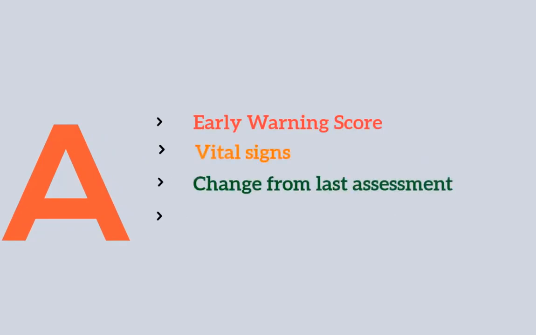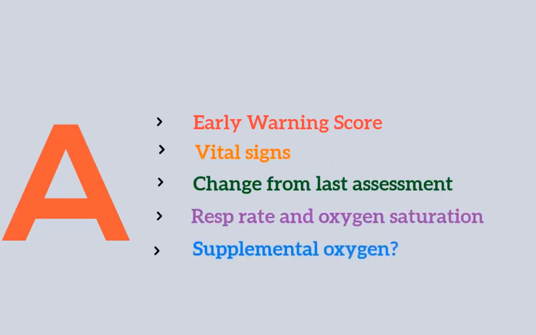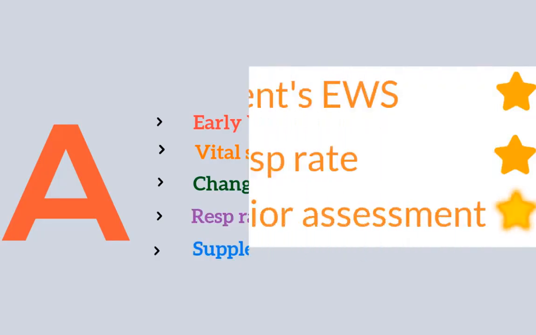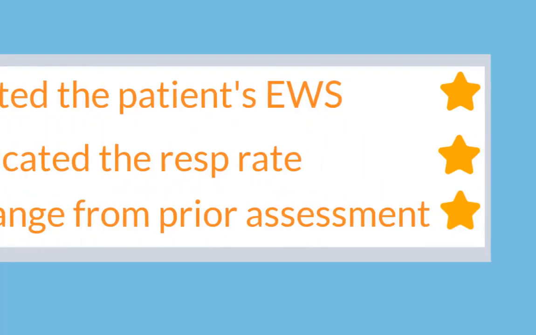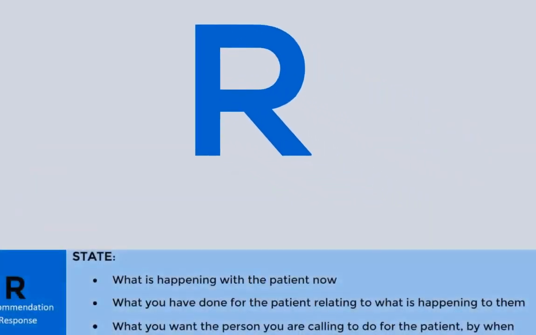Now Amy shares those all-important assessment prompts. Remember, these were what led her to make the call in the first place. So let's hear the A. So his early warning score is 7. I just took his vitals and his blood pressure was 85 and his respiratory rate of 8. That's down from his last obs 2 hours ago, and he's not on supplemental oxygen. And notice how Amy stated the patient's EWS, respiratory rate, and the change from the previous assessment. Well done, Amy.